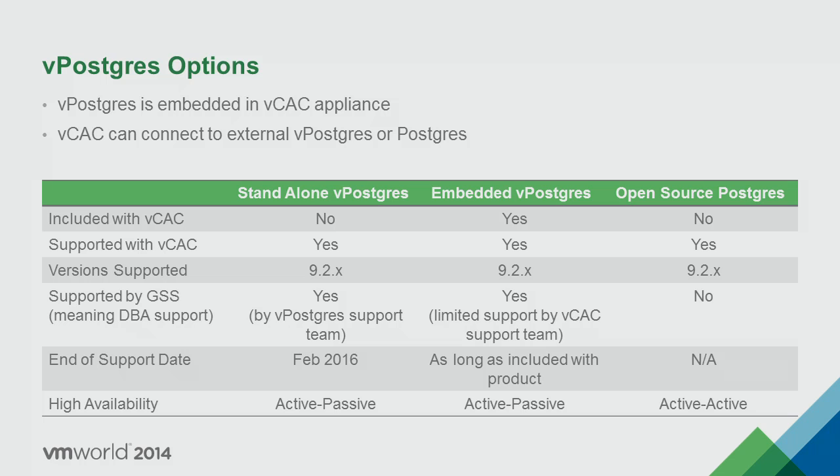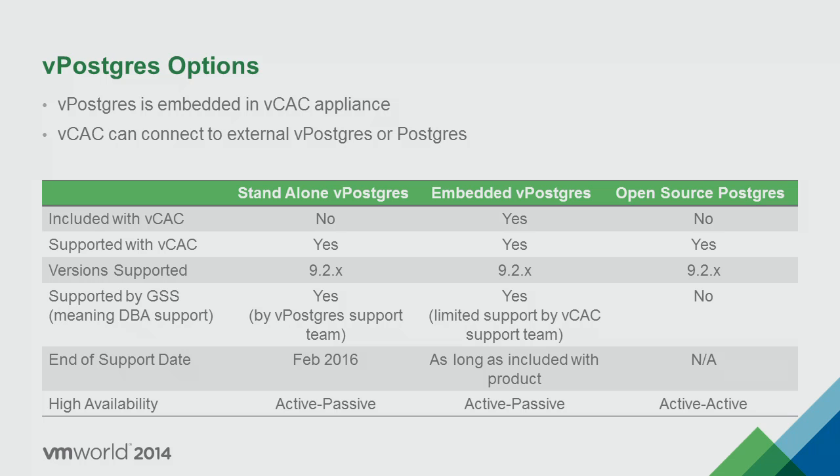We have the standard, or the standalone vPostgres appliance, which is separately licensed. The caveat with that is, if it hasn't already gone to an end of availability point, it will be shortly. That being said, if it's no longer available and you do own it, it is still supported until February of 2016. This is supported with vCAC with the 9.2.x version, and it is supported by GSS. And when I talk about the database side, we're talking DBA-like support, but that's supported by the vPostgres team, not by the vCAC team. This does support active-passive configuration for HA.